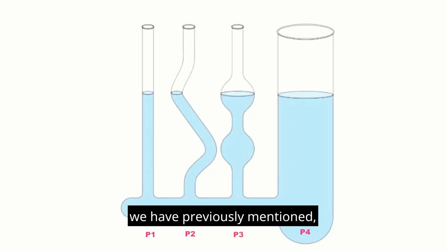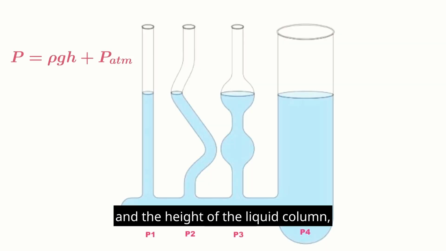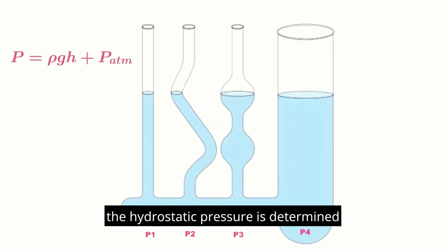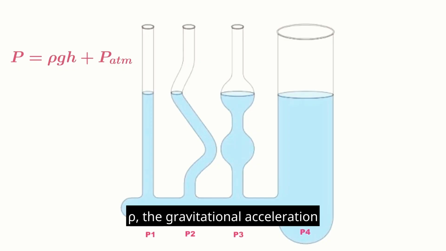As we have previously mentioned, the pressure at the lowest point of the conduits, and consequently the pressure at points 1, 2, 3, and 4, remains consistently the same. The governing law applicable to liquids, which establishes the relationship between pressure and the height of the liquid column, is known as Stevin's law. In accordance with Stevin's law, the hydrostatic pressure is determined by the multiplication of the density ρ, the gravitational acceleration g, and the height h, with the subsequent addition of atmospheric pressure to this calculated product.